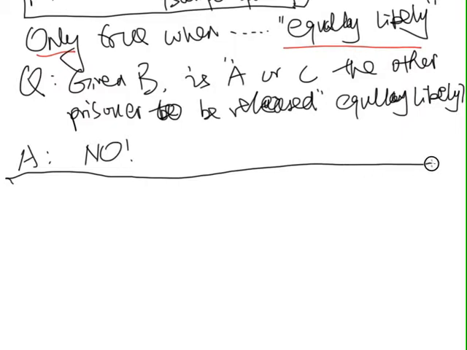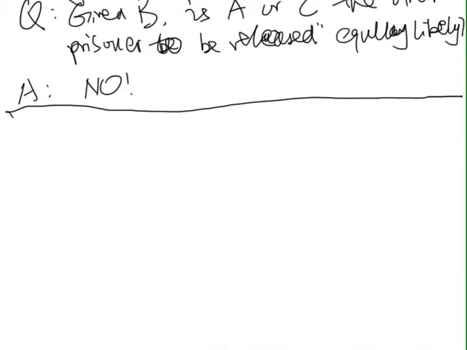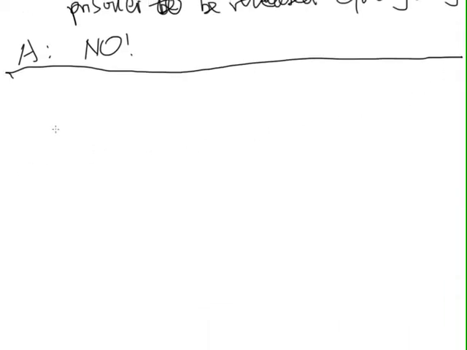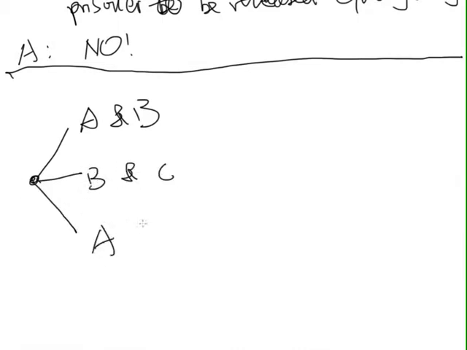The idea is that to start with, we only know that 2 out of 3 of the prisoners will be released. So it will be either A and B, or B and C, or A and C. Each of these would happen with probability 1/3, 1/3, 1/3.